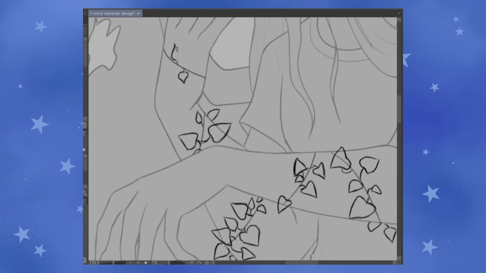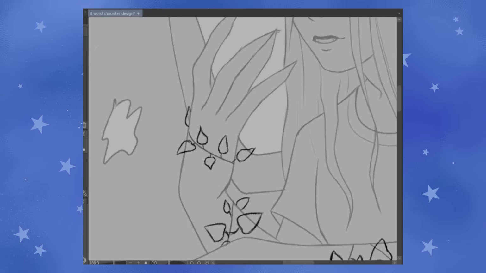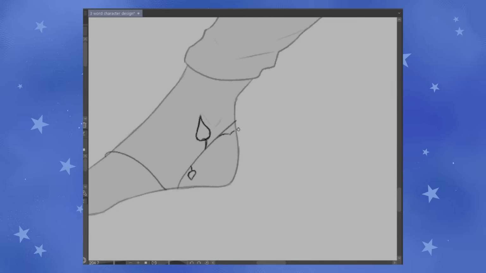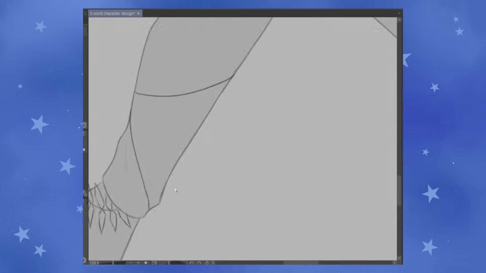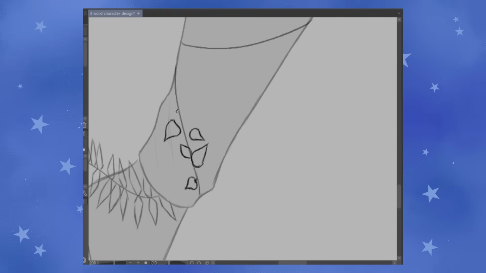And I don't have much practice drawing foliage, so I thought, hey, let's try to draw as many different leaf shapes as we can. Are these an actual plant? I don't know. I was going for ivy. Is this what ivy looks like?